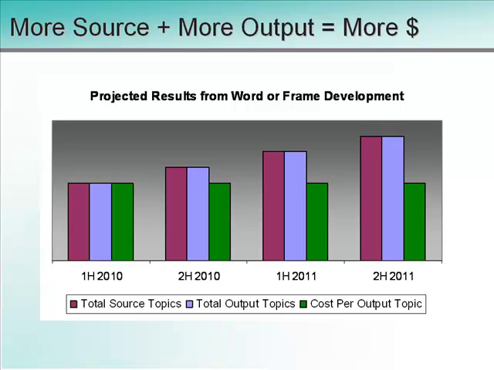Now, the total number of topics increasing over time is typical of companies. As your number of products increases, and as the number of features within those products increase, then naturally you have more about the products that you need to explain. Notice too that the green bars, the cost per output topic, that is, the cost to develop a topic, remains flat because we're realizing no advantage from the increased volume of source and output topics. So in a traditional Word or FrameMaker development environment, more source and more output means more money.